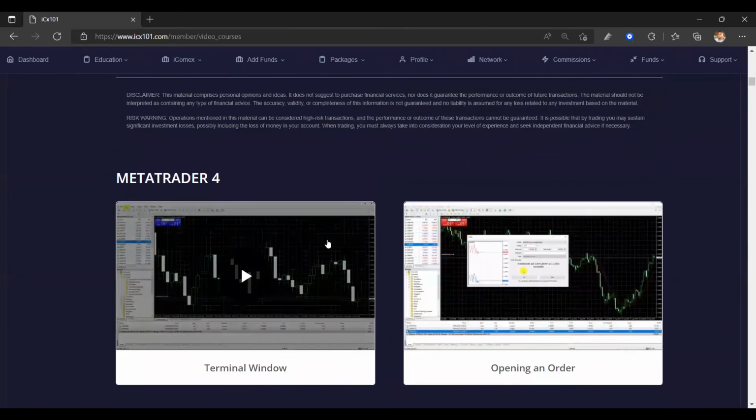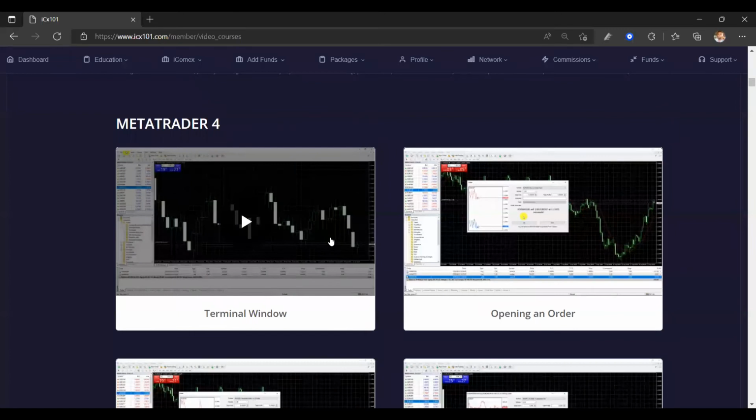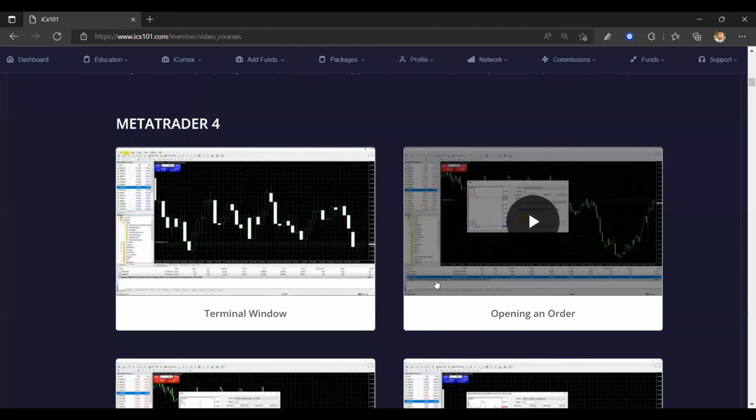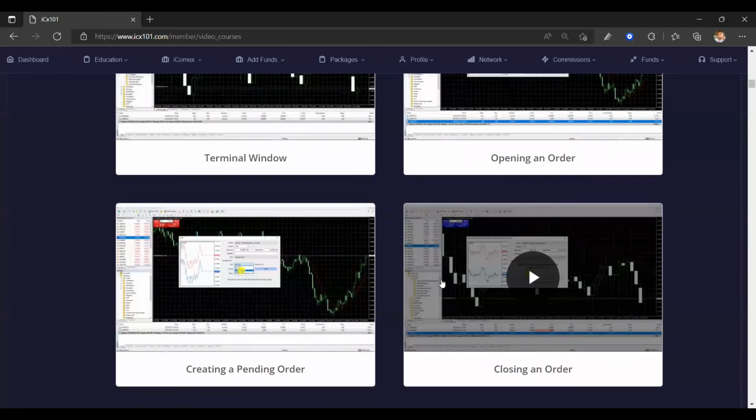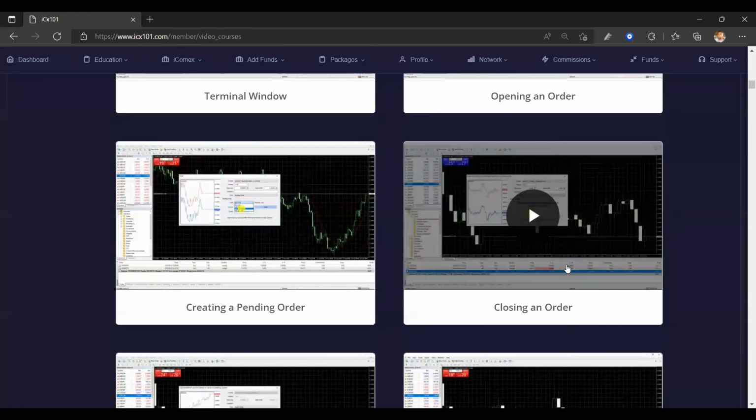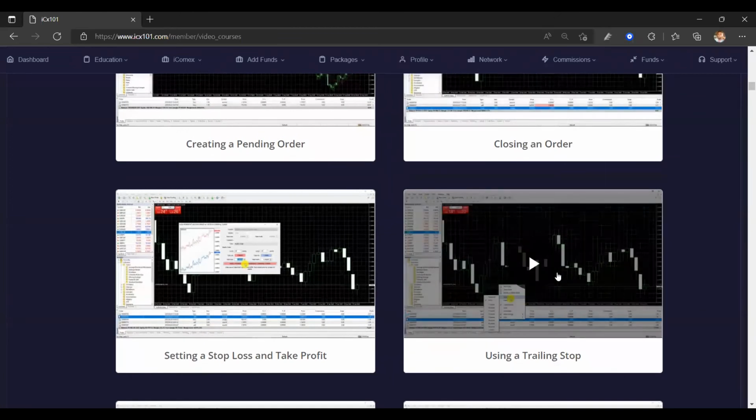Okay. Then MetaTrader 4. This is the terminal. Terminal window. Opening an order. How to open an order. Okay. Creating pending orders, closing an order, setting up stop loss and take profit.